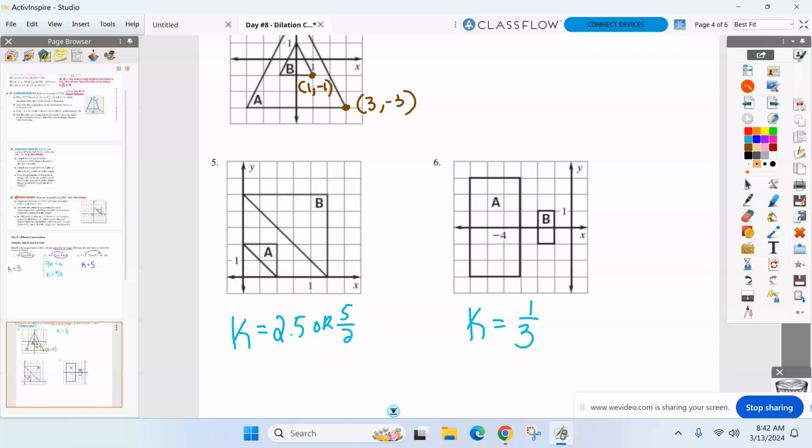And honestly, guys, when I have you find the scale factor, it will probably be centered at the origin. The only time it won't be centered at the origin would probably be from yesterday, is find the new point. If it's not centered at the origin, we've got to use slope. But if I'm having you find the scale factor, it'll probably be centered at the origin.